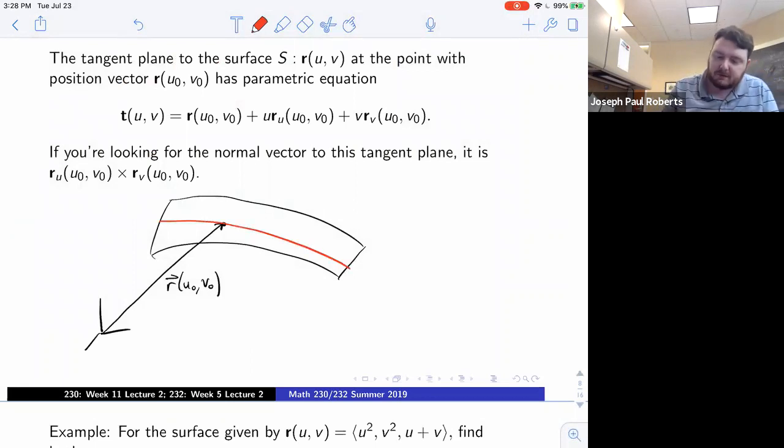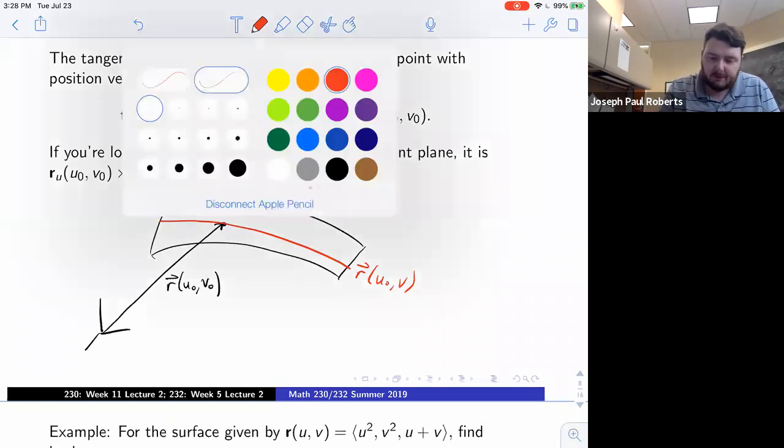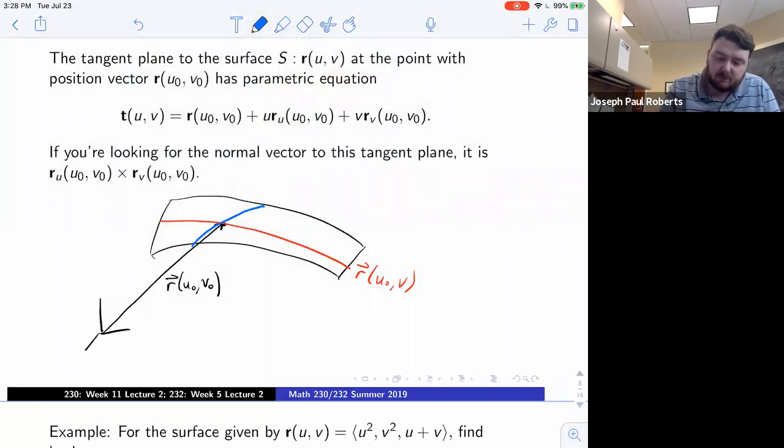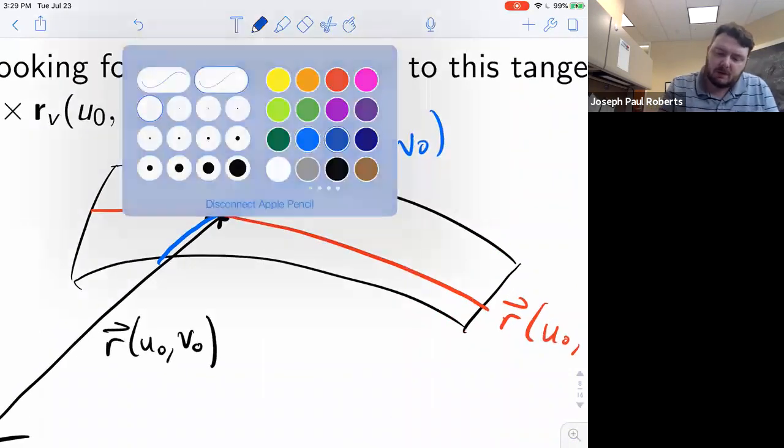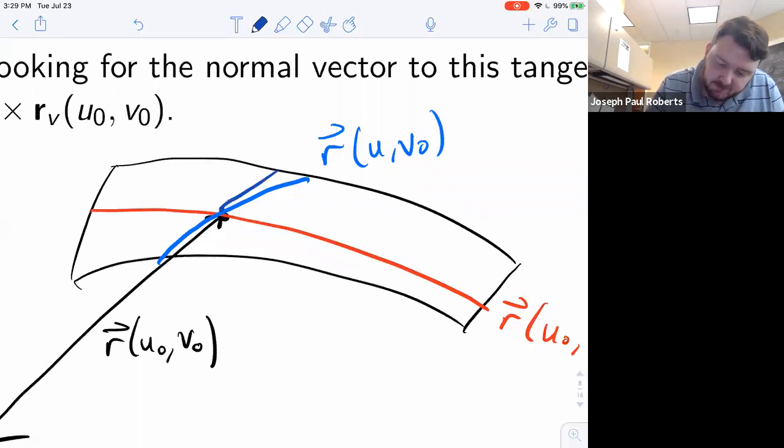So through any given point, I have the grid curve from freezing u at u naught, as well as the grid curve I get from freezing v at v naught. So on the red curve, v is functioning as the parameter. On the blue curve, u is functioning as the parameter. And so if you think back to how curve equations worked way back in chapter 13, we had this thing called the tangent vector, which pointed along the curve.